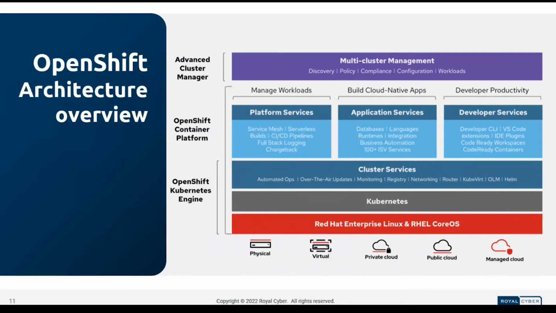OpenShift Container Platform adds platform services such as Service Mesh, CI/CD pipelines based on Tekton, and serverless. It also adds application services such as language runtimes and databases. It also adds developer services such as developer CLI, VS Code extensions, and IDE plugins. If you have multiple OpenShift clusters, they can be managed through ACM, so you can deploy your applications across these clusters through ACM.